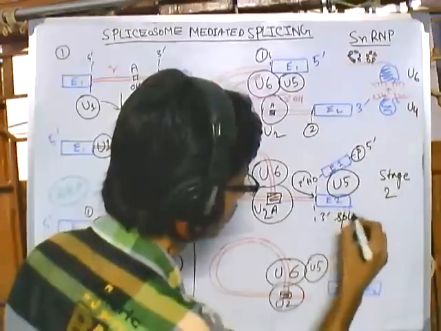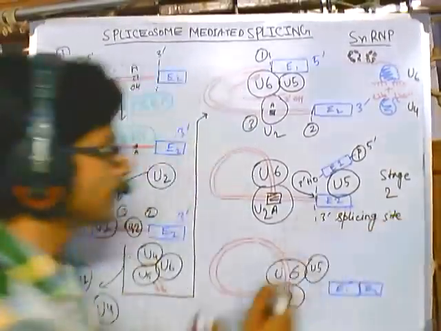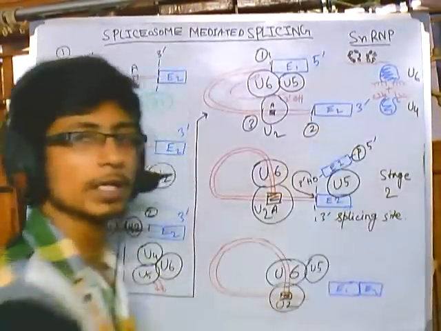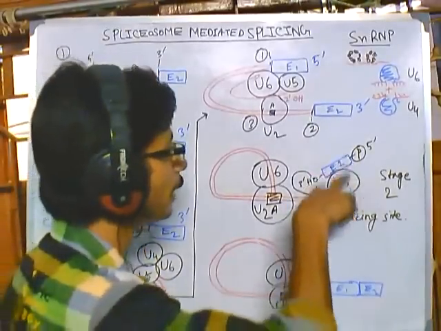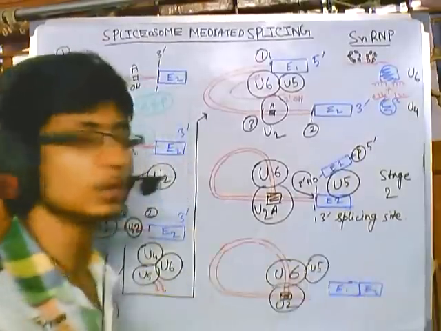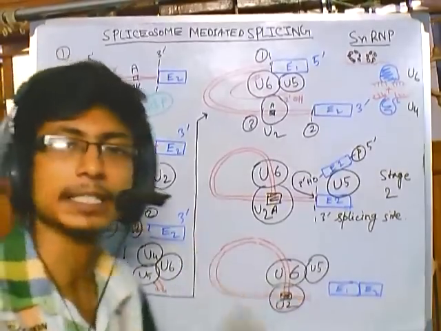splicing site. Okay, so here now this 3' hydroxyl of exon 1 will attack the 3' splicing site. Then what will happen? It will bind with E2. So now E1 binds with E2, and then the lariat structure is removed.